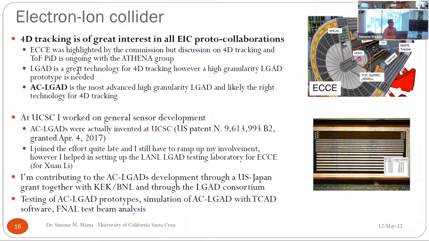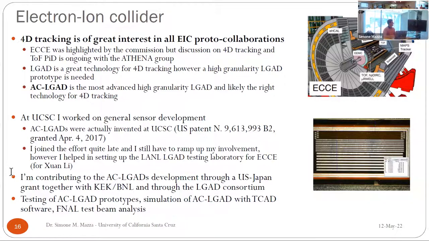So in general, 4D tracking is of great interest for all these collaborations, and LGAD is a great technology to achieve 4D tracking with also low material, because you can have this thin sensor, and in principle you can thin away the support wafer, so you only have 50 micron of silicon plus your readout in the way. And at the moment, it is seen as the most advanced timing technology, so it might be the right one, even also because the environment at the Electron-Ion Collider is at low density.